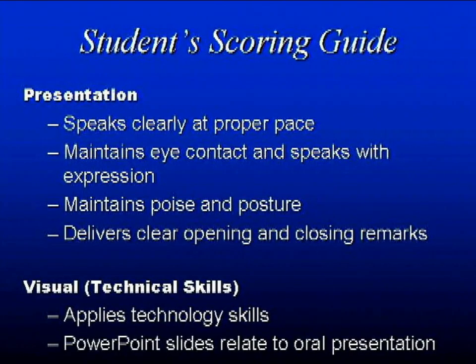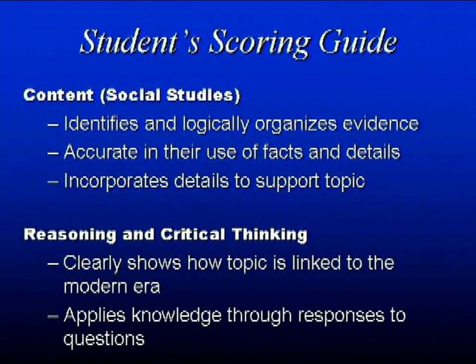In content, the students have to organize evidence, they have to use facts and details, and support their topic with facts and details. And they're evaluated based on that specific skill. In reasoning and critical thinking, they've got to clearly show how the topic is linked to something in the modern era, as I had mentioned earlier.